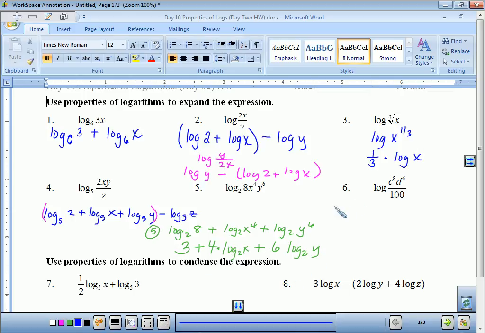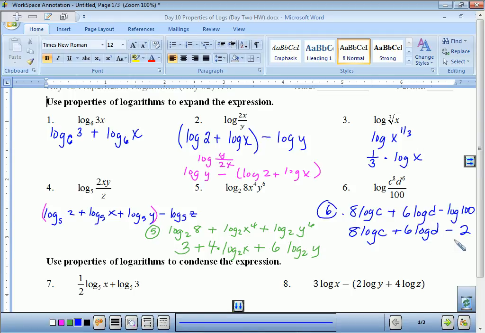All right, number 6. This we would rewrite as 8 times log of c plus 6 times log of d minus log of 100. This is the common log. What is the understood base? 10. What power do I raise 10 to get 100? The second. So this last part here, log of 100, actually simplifies to 2.